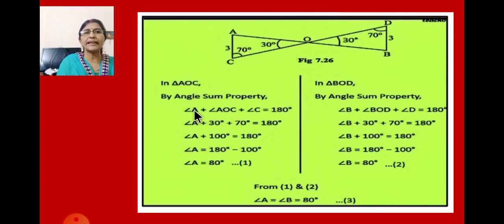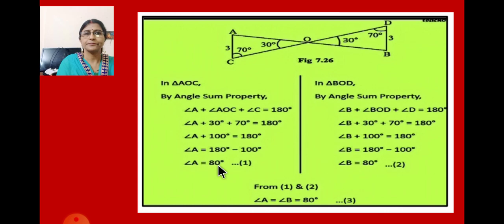In triangle AOC, by angle sum property, we will write angle A plus angle AOC plus angle C is equal to 180 degree. And angle A plus angle AOC is 30 degree and angle C is given 70 degree is equal to 180 degree. Now 70 plus 30 is 100, and then angle A plus 100 degree is equal to 180 degree. Now this 100 degree we bring to the right side. So angle A will be equal to 180 minus 100 degree.